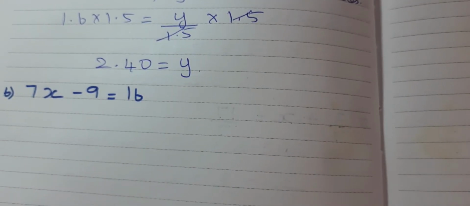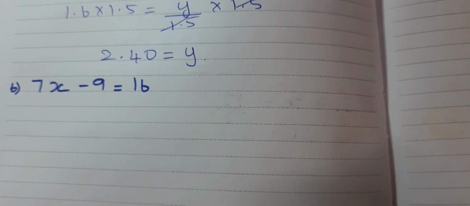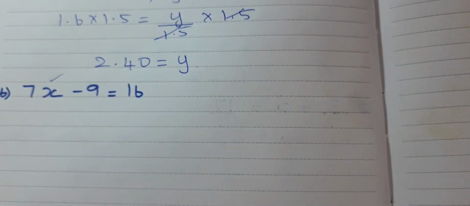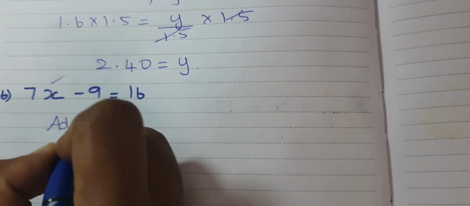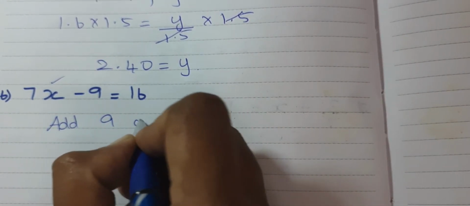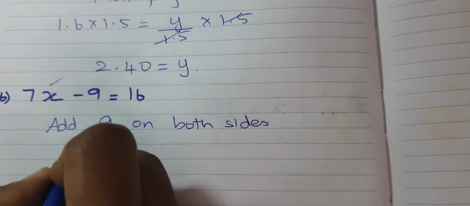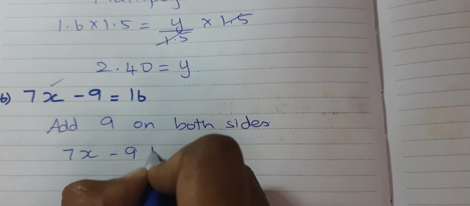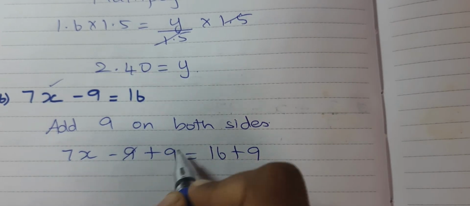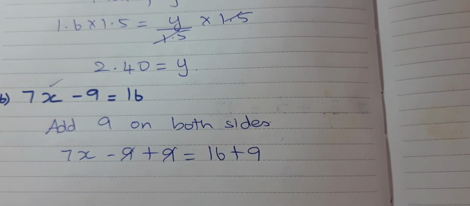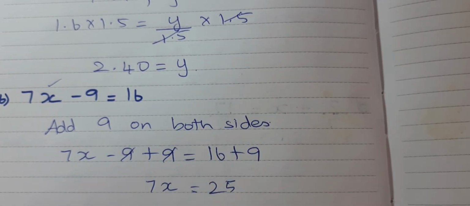Next, 7x minus 9 equal to 16. So x is the variable here. I have to find out the value of x. Here I am having minus 9. Minus means first step, add 9 on both sides. So 7x minus 9 plus 9 equal to 16 plus 9. Minus 9 and plus 9 will get cancelled. 16 plus 9, it is 25. So 7x equal to 25.